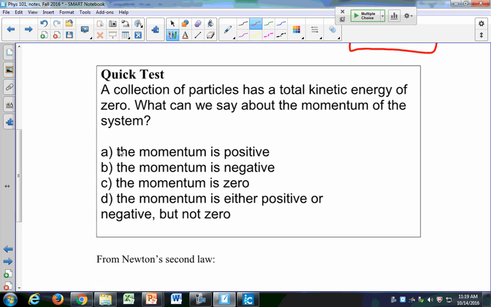So with that in mind, let's try this problem. A collection of particles has a total kinetic energy of 0. What can we say about the momentum of that system? Okay, doing well. Few of you have an incorrect answer, but feel free to ask your neighbors what they put.